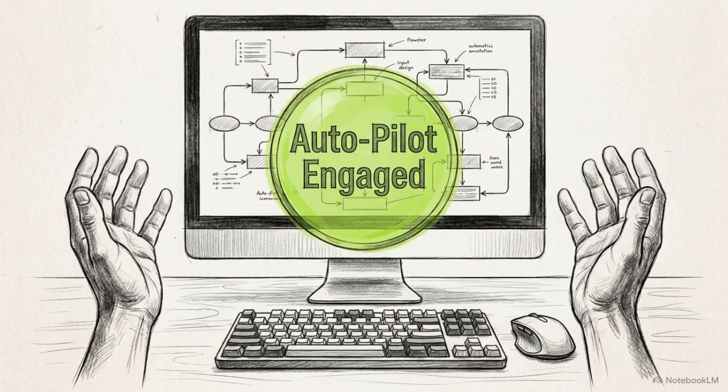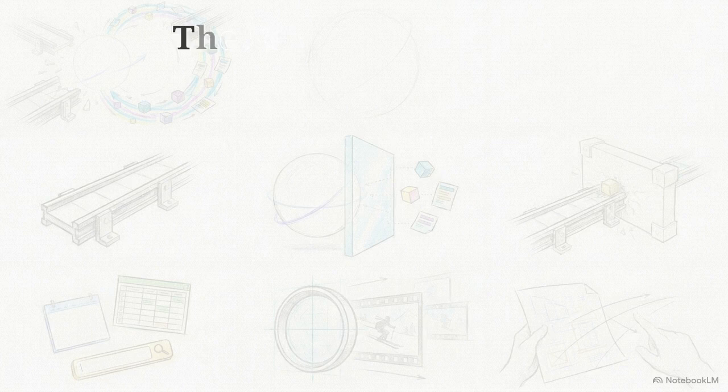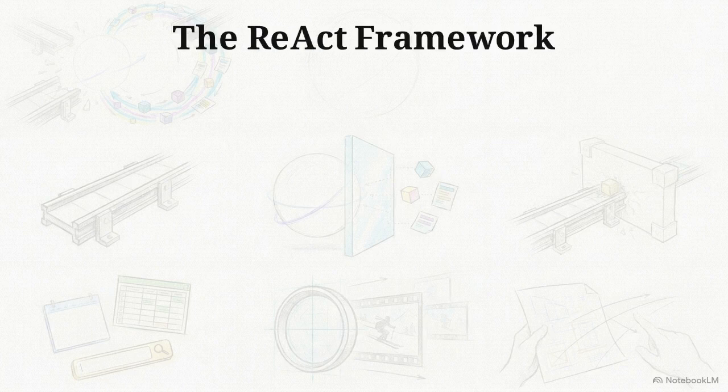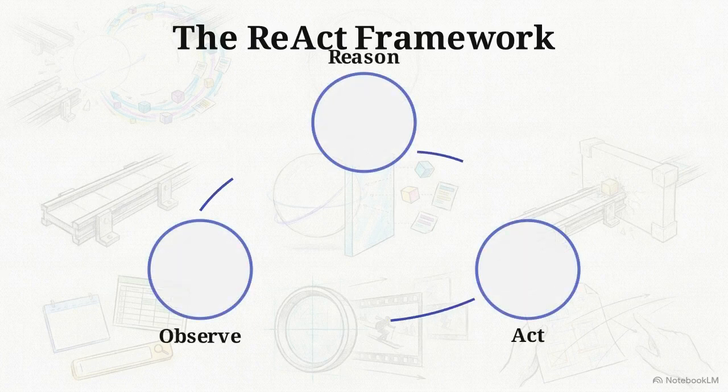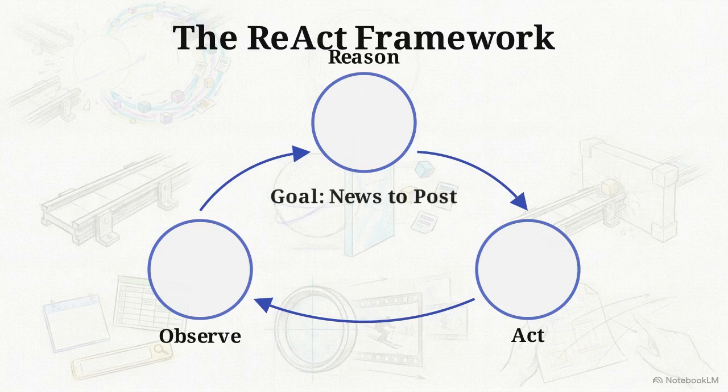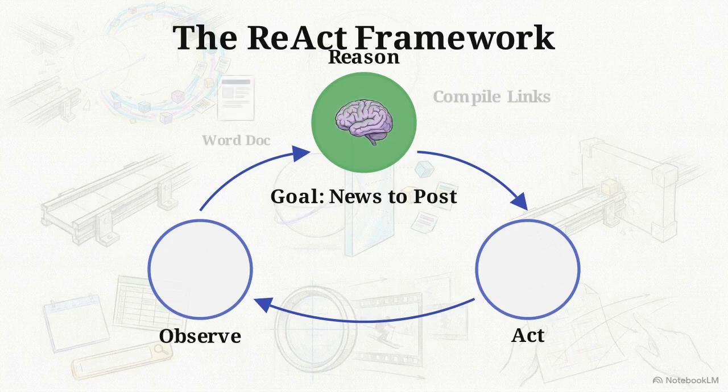An AI workflow only becomes an AI agent the exact moment you replace the human decision maker with the LLM itself. This diagram shows the cognitive engine that replaces that human, the ReAct framework. That stands for reason and act, and it operates in a continuous loop of reasoning, acting, and observing. Let's say your goal is to compile daily news articles into social media posts. In the reason phase, the agent thinks about the most efficient approach on its own. It asks itself, should I copy and paste full articles into a Word document? No, compiling links is faster.